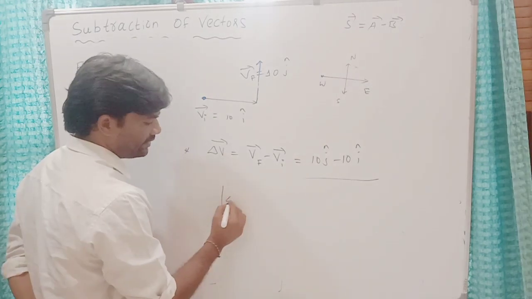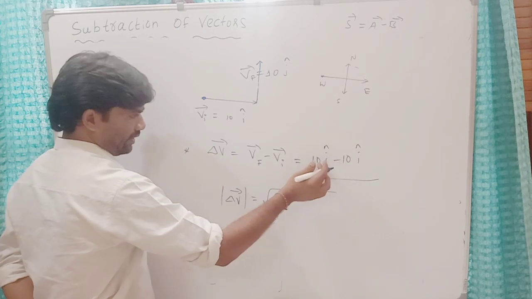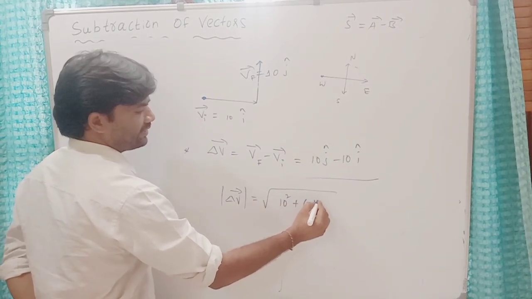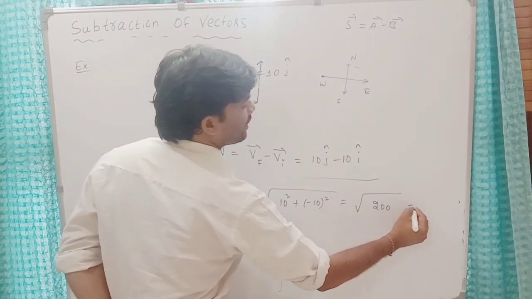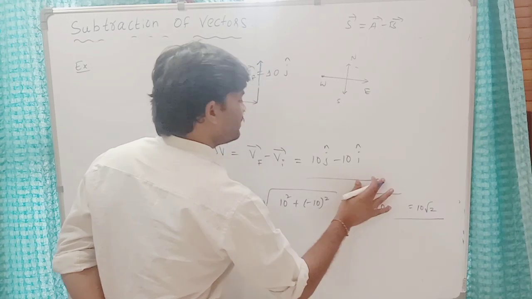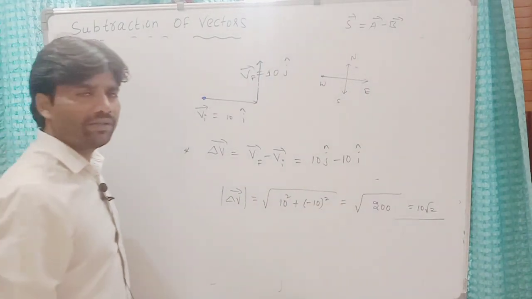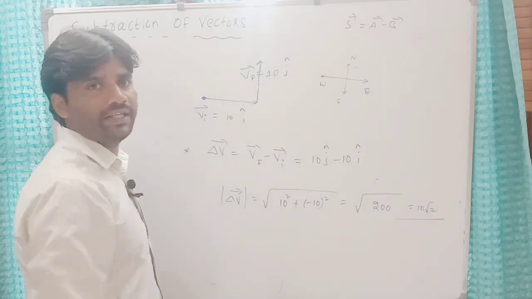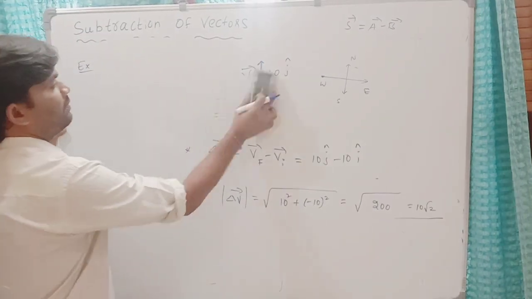Its magnitude is delta v. Magnitude is root of square of this plus square of this, 10 square and minus 10 square. It gives root 200, 10 root 2, is the change in velocity in magnitude. Clear? But not equal to 0, because velocity is changing due to change of direction.